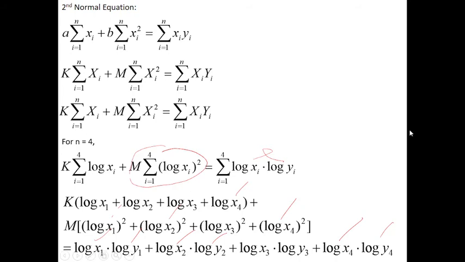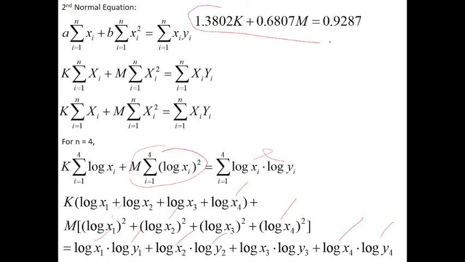Okay? And then doing that, we'll arrive at this equation. We'll substitute the values for x sub 1, x sub 2, x sub 3, x sub 4, y sub 1, y sub 2, y sub 3, and y sub 4. No? That is seen on the table. So upon doing that, you'll arrive at this equation, and this is now the second normal equation. So what's the next step?